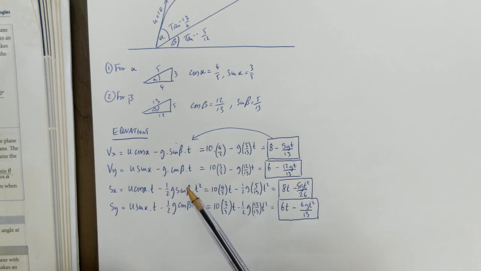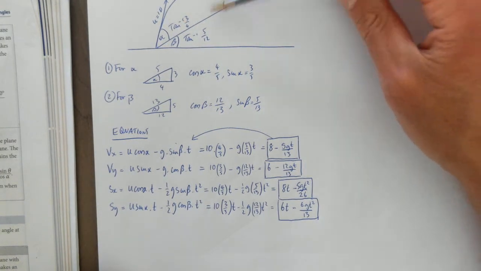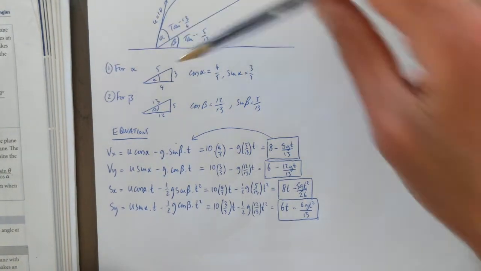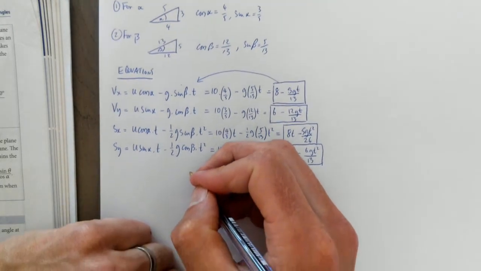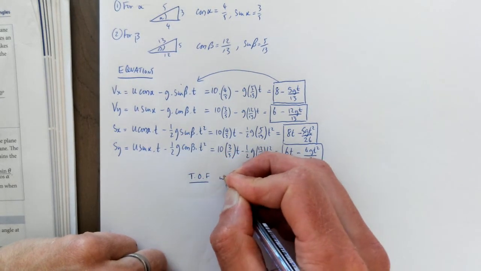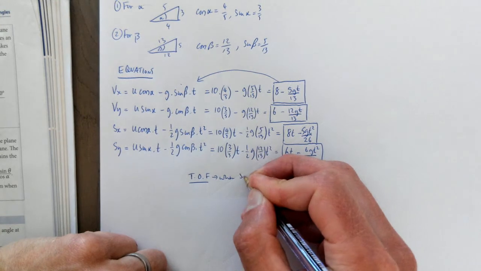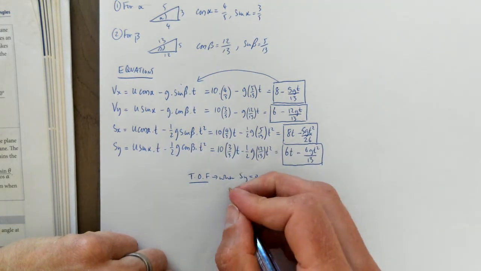Okay, so back to the horizontal plane. To find the range, we find the time of flight, and time of flight is when sy is equal to 0. Okay, sub that in. Let me find some space here. Time of flight when sy is equal to 0. So I'm going to put this equal to 0.